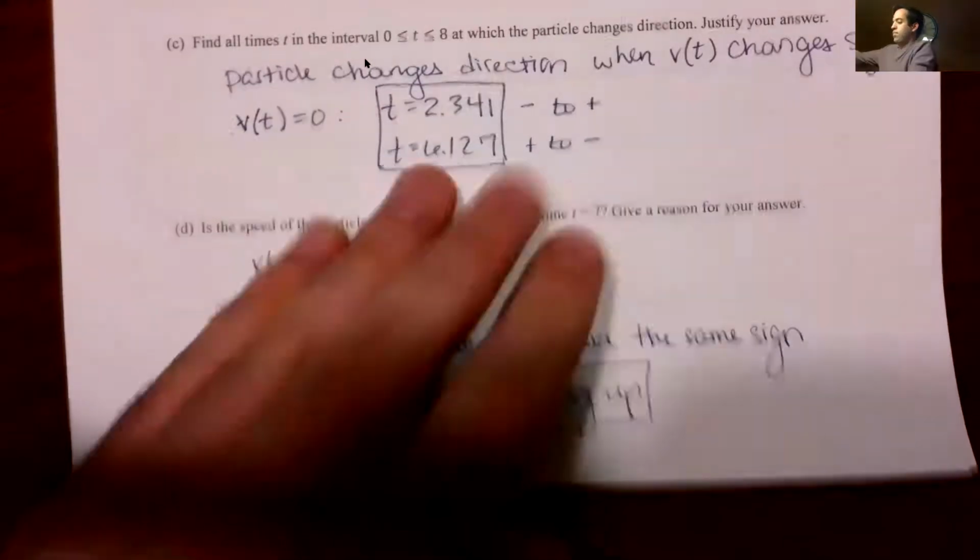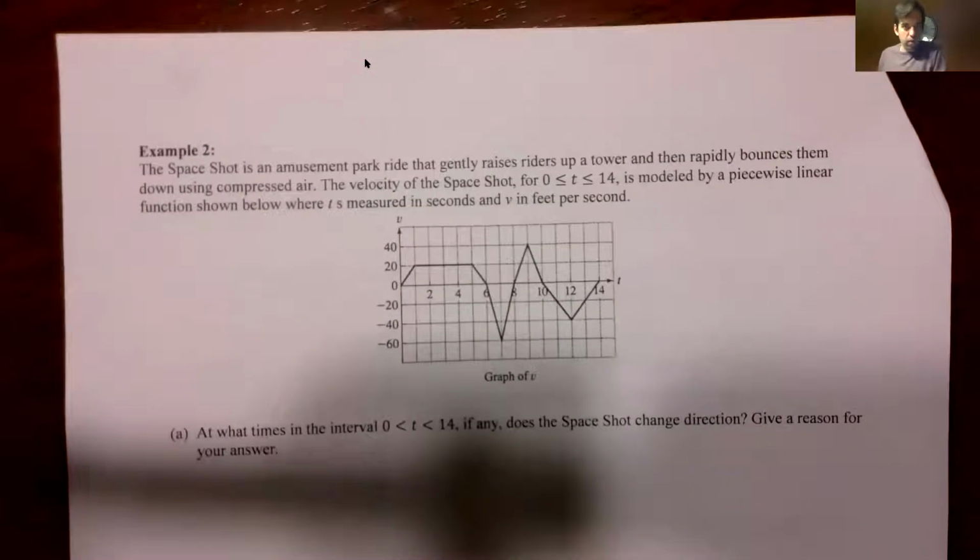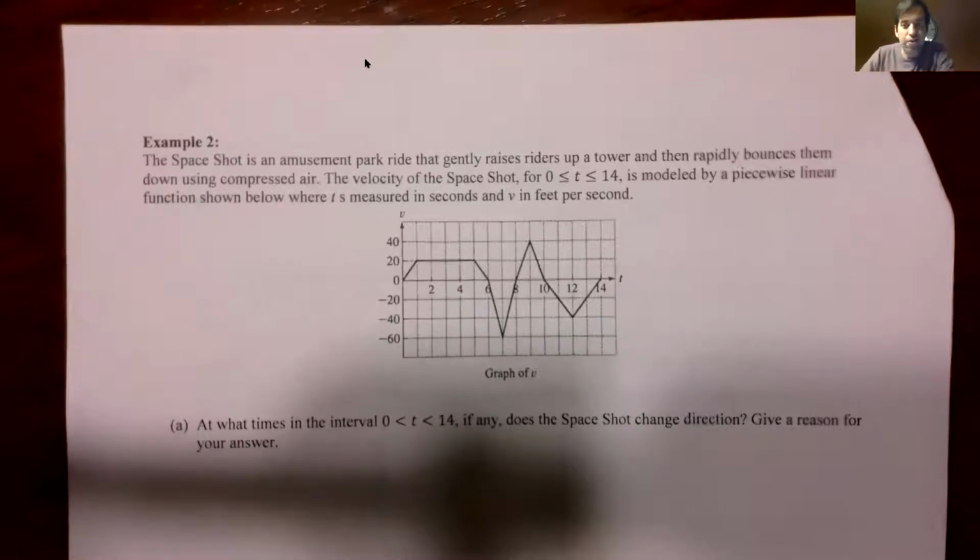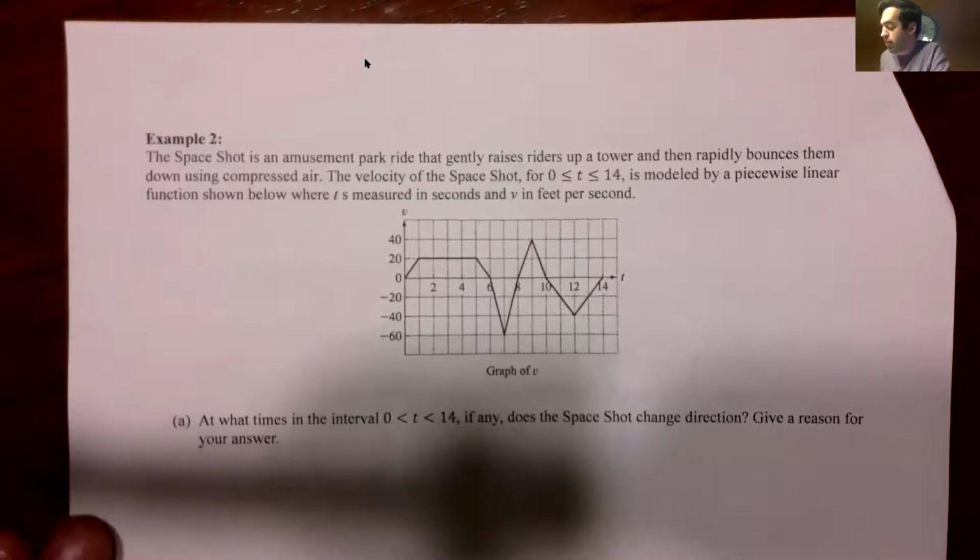Example 2. The Space Shot is an amusement park ride that gently raises riders up a tower, then rapidly bounces them down using compressed air. The velocity of the Space Shot for 0 to 14 is modeled by a piecewise linear function shown below, where t is measured in seconds and v in feet per second. So this time we don't have an equation, we have a graph of the velocity still.